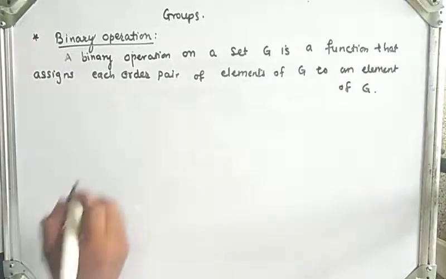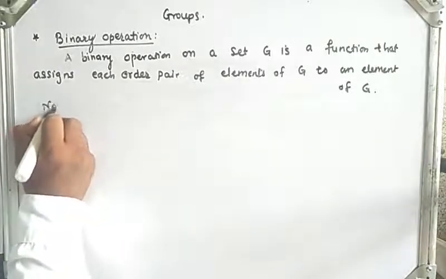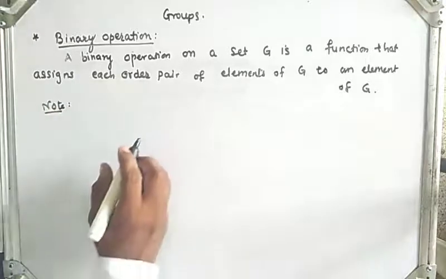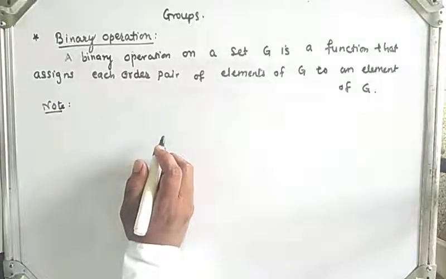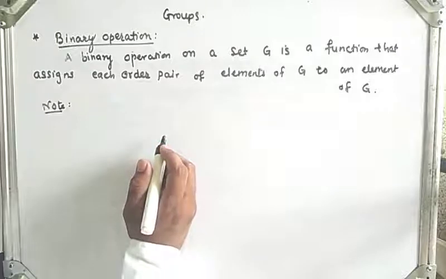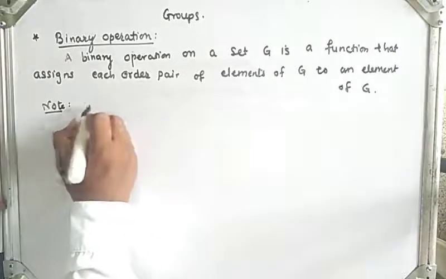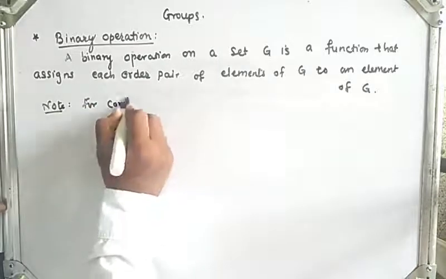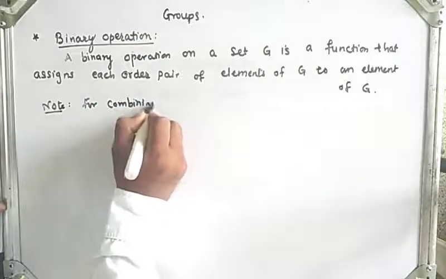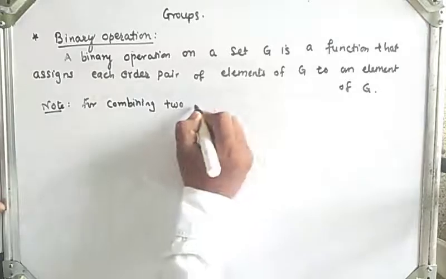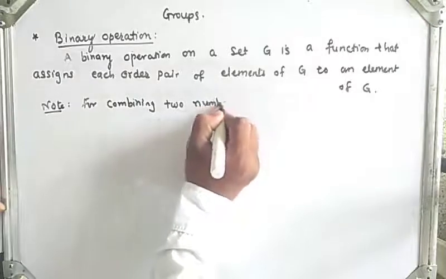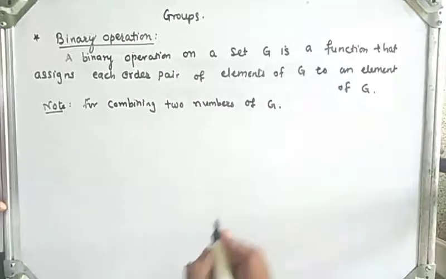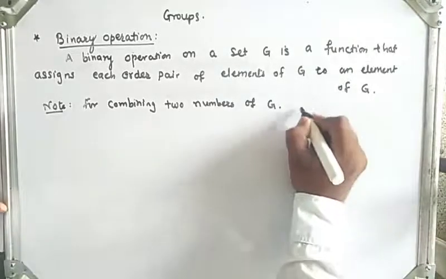So note here, by combining two numbers of G, we again get a member of G.